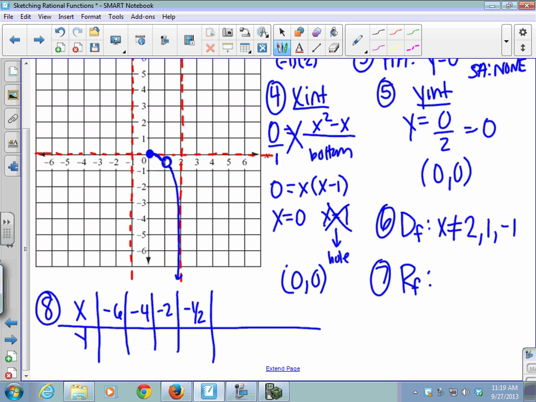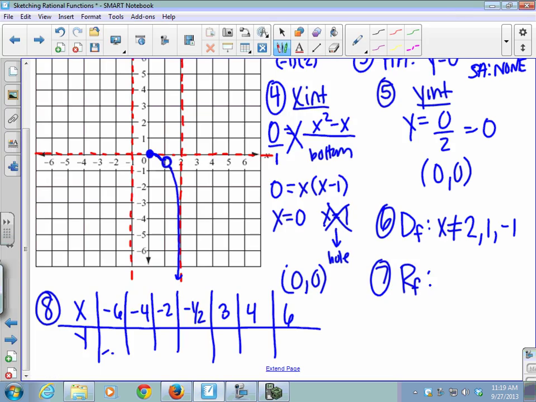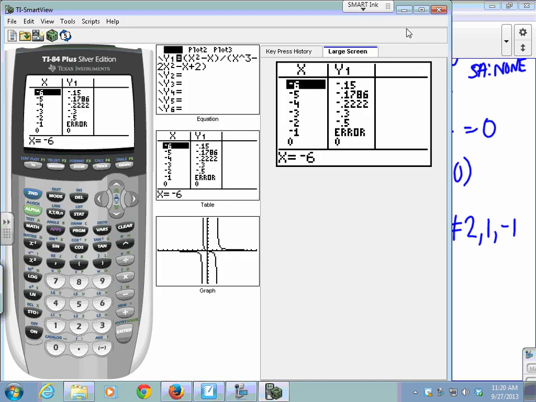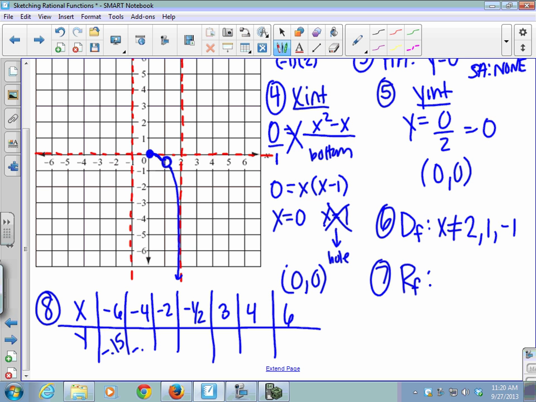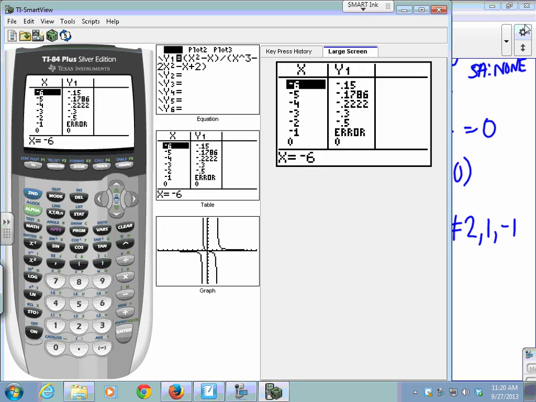And then for the third section, I'm going to find the points at 3, 4, and 6. You could have done 3, 5, and 6. You could have done 4, 5, and 6. I just picked 3. It really doesn't matter. So then I'm going to go to my table and find those points. -6 goes to -0.15. -4 goes to -0.22. -2 goes to -0.5.